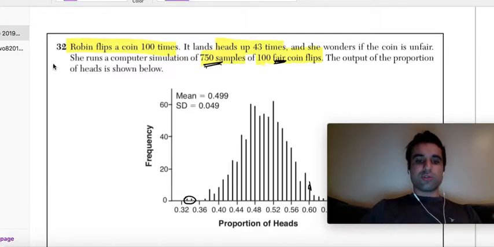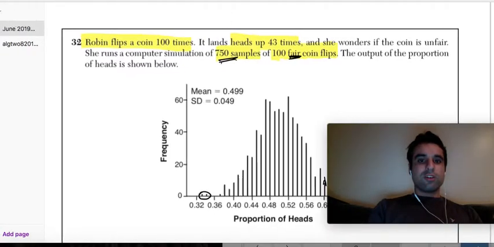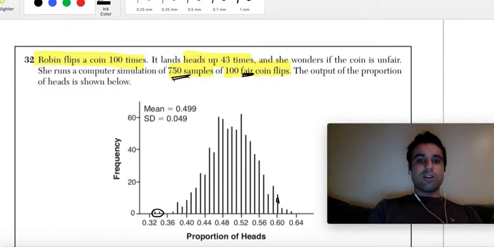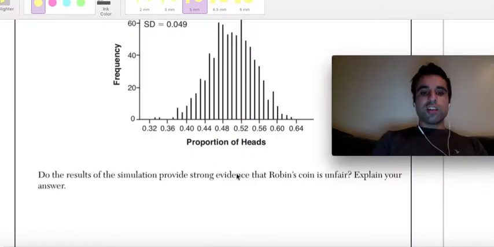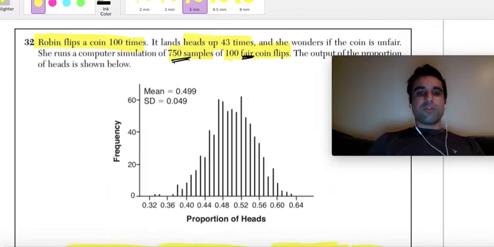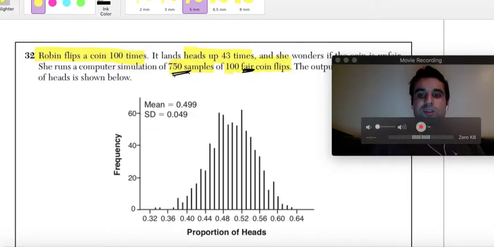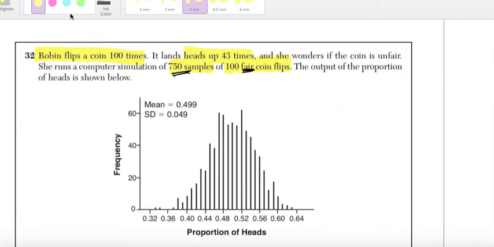Now, here's what we'll do. First of all, I want to erase all the markings I made. Not all of them, but on the diagram. And then I want to take out my highlighter and let's read the question. Do the results of the simulation provide strong evidence that her coin is unfair? Explain your answer. Okay. Before we do anything, guys, since it's approximately normal distribution, first I'm going to minimize me.